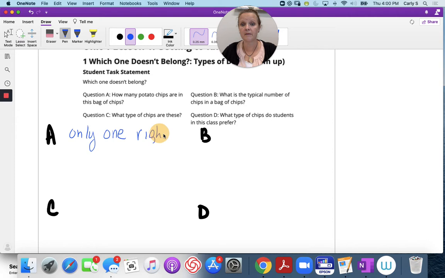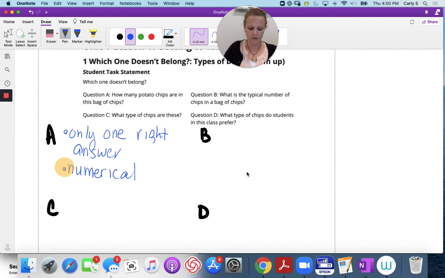Only one right answer, and that answer is numerical. So we're learning some vocabulary. Okay, only one right answer, and the answer is numerical. Question B, what is the typical number of chips in a bag of chips? This is a statistical question.